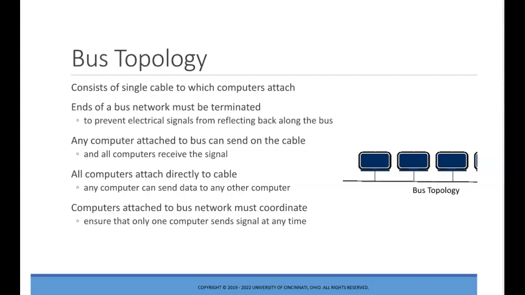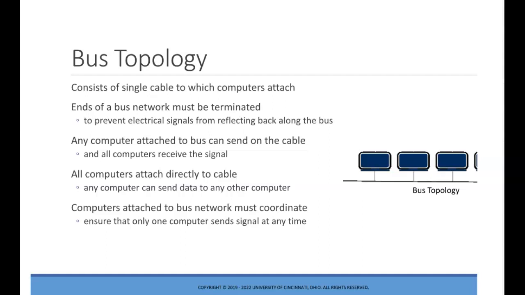Bus topology usually consists of a single cable to which computers are attached. The ends of a bus network require a terminator to prevent signal echoes. Because all computers attach directly to the cable, any computer can send data to any other computer and all computers will receive the signal. The computers attached to a bus network must coordinate to ensure that only one computer sends a signal at any time.